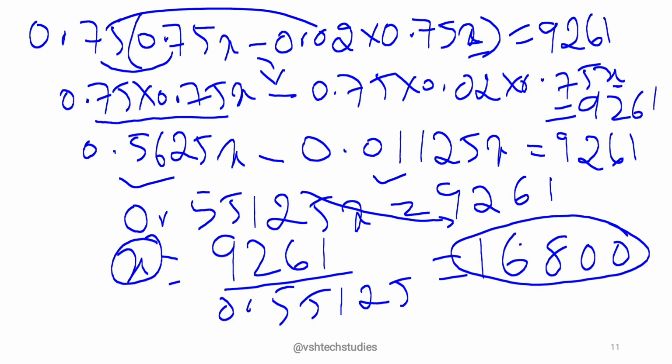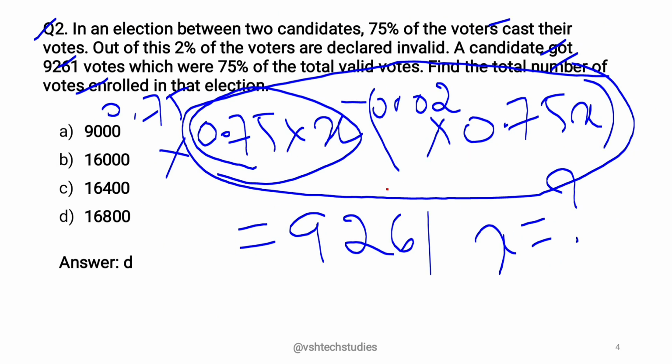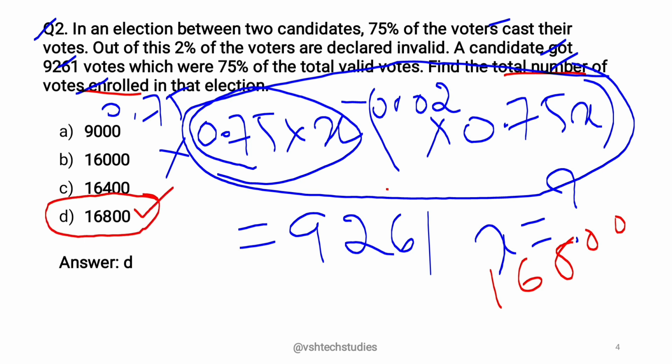So what is x here? 16,800. So what is the meaning of that? The total number of votes or voters enrolled, that is 16,800. So coming back to the problem, find the total number of votes enrolled or voters enrolled in that election. That is, X is found to be 16,800 here. Hence the answer D is correct. That has to be ticked. So that is what is mentioned here.